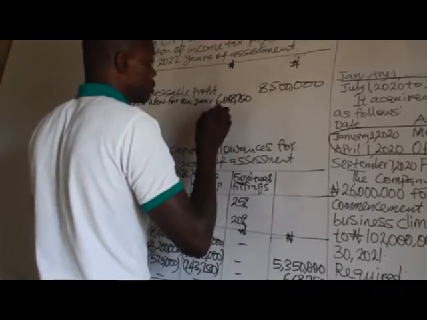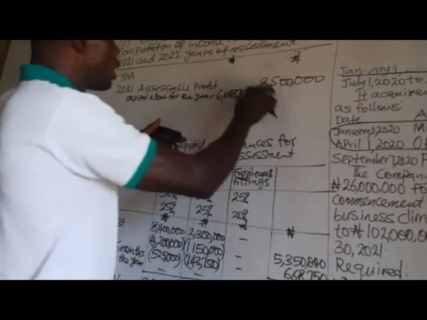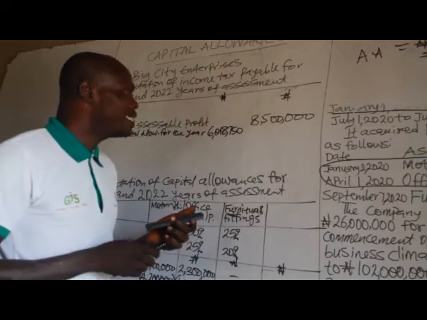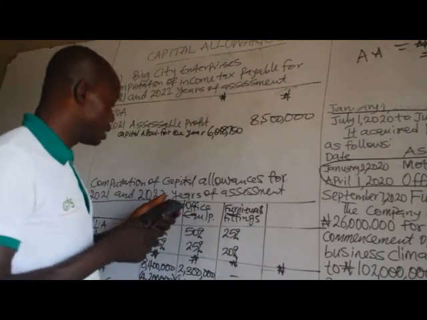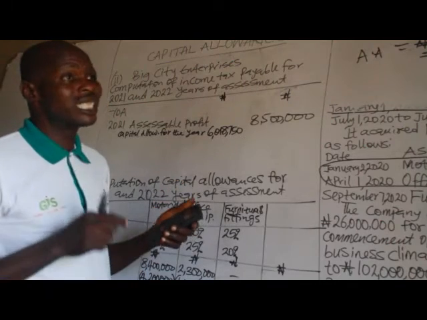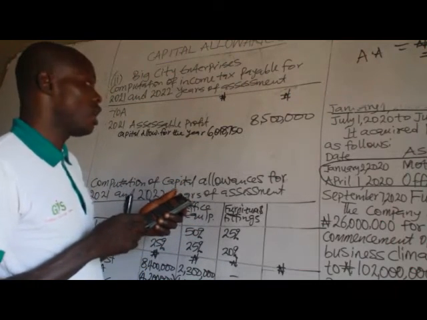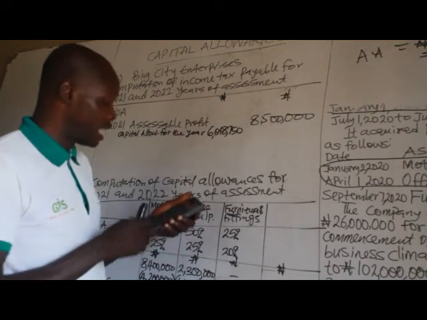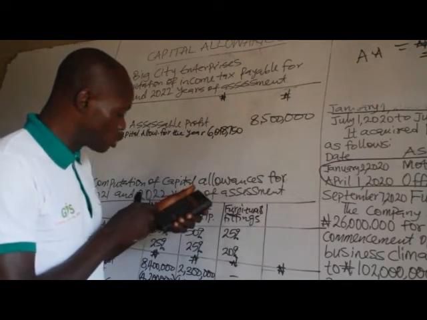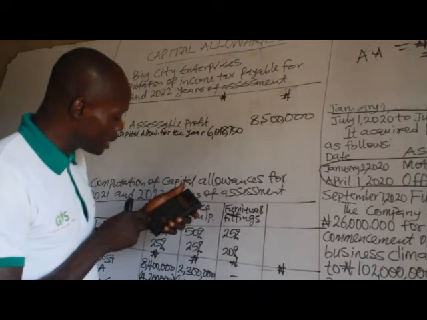6,018,750. If you calculate 2/3 of our assessable profit, the capital allowance claimable in any year of assessment shall be restricted to 66 2/3% of the total assessable profit, which is equivalent to 2/3 of the assessable profit. Now let's calculate 2/3 of our assessable profit.